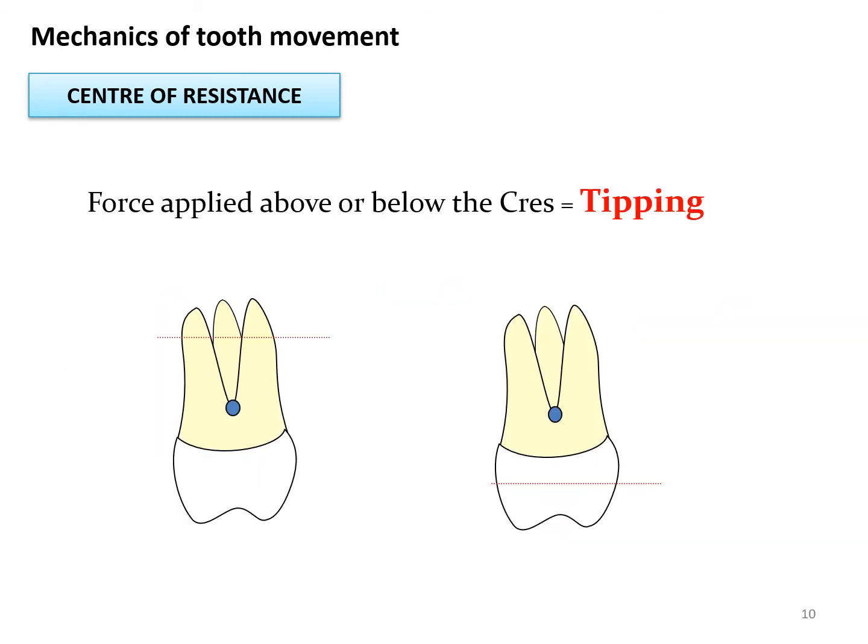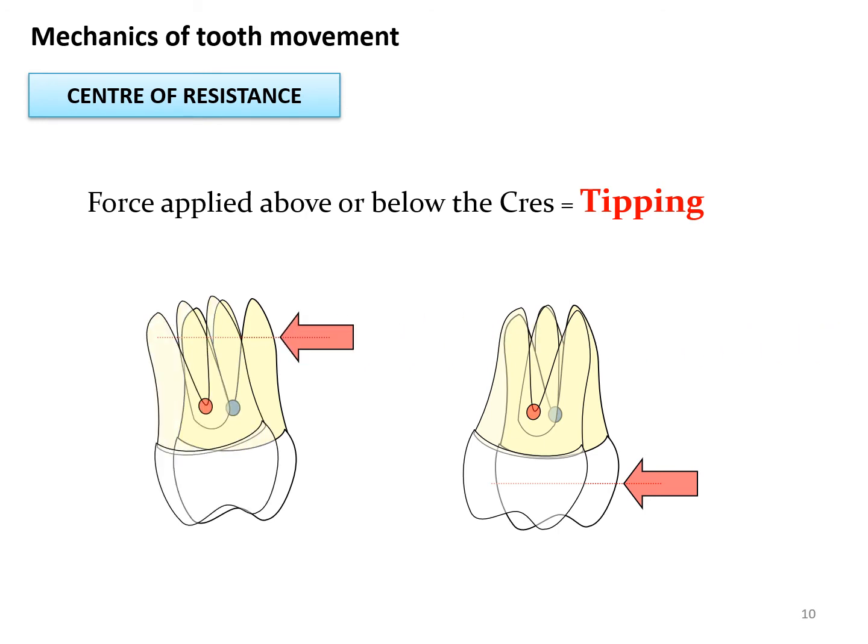Here we will see what happens if the force applied is above or below the area of the center of resistance of a tooth. So if the force of application is at the crown area, then the crown tips in the same direction. However, there can be a minimum amount of root movement in the opposite direction. If the same force were to be applied in the root area, what happens? So the root moves or rotates in the opposite direction with minimum or no movement of the crown. So this is known as tipping.